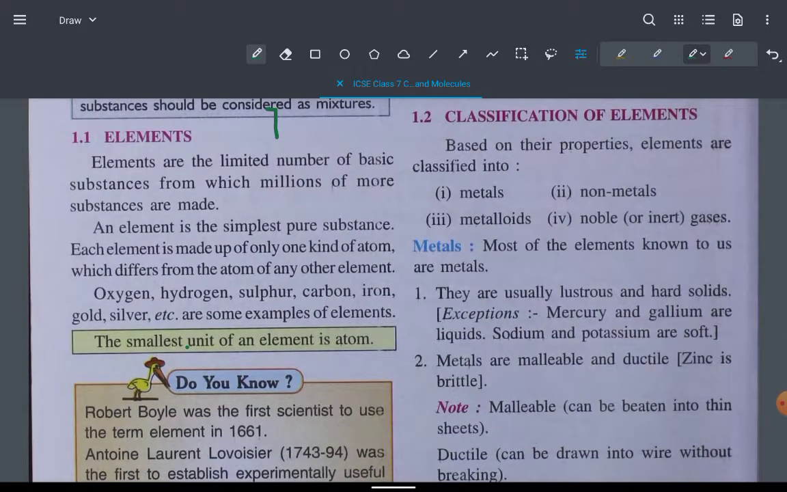The definition of an element: the smallest unit of an element is an atom. An element is a small unit in anything, right?